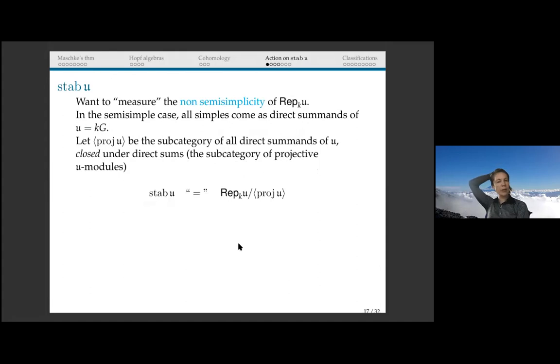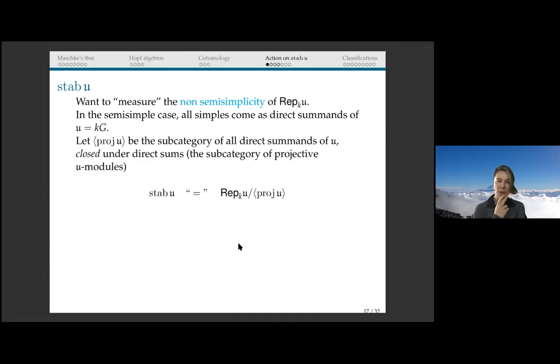So first, actually, I want to change my category a little bit. What I want to do is measure how non-semi-simple the representation category is. So I want to adjust it and work with a triangulated category instead in the following way. Let me do it informally first. So recall that in the semi-simple case, we found all simple modules as direct summands of the group algebra. That happens if we're semi-simple: if we look at all direct summands of the group algebra and close under direct sums, we get the entire category.